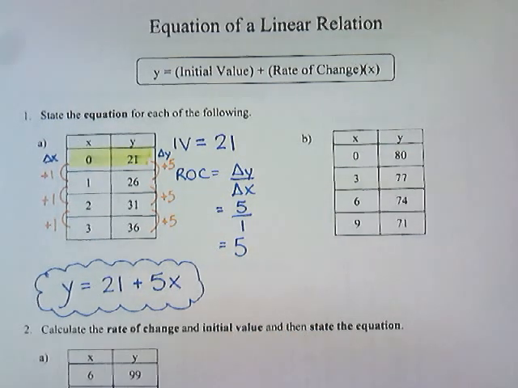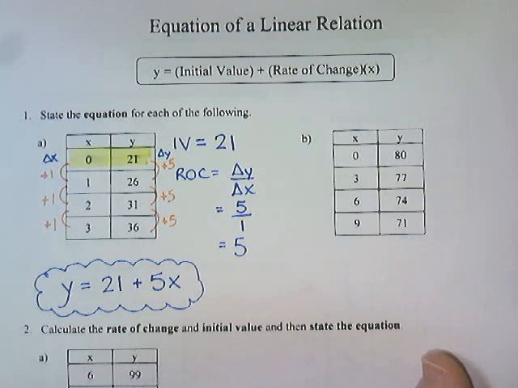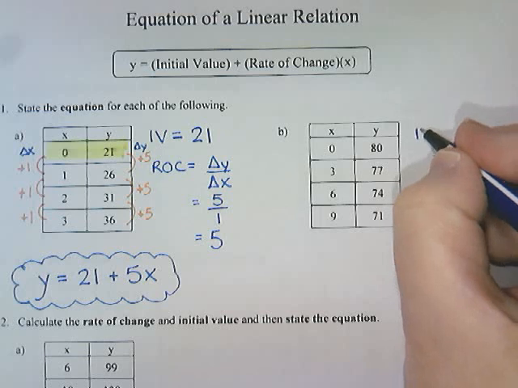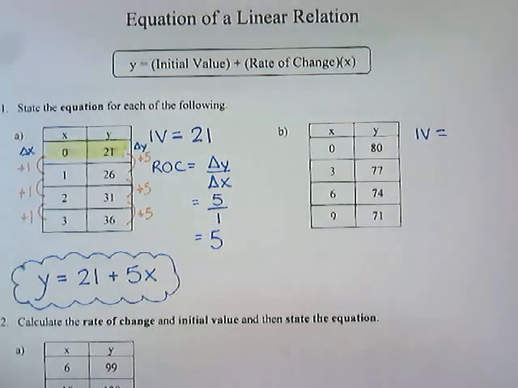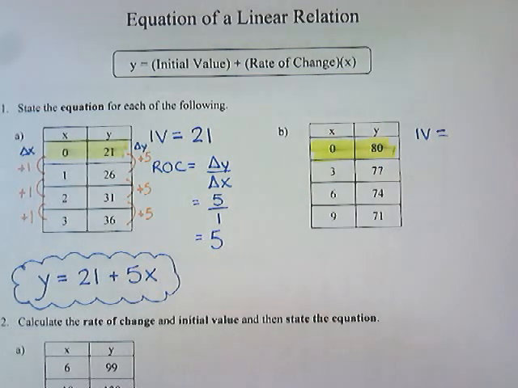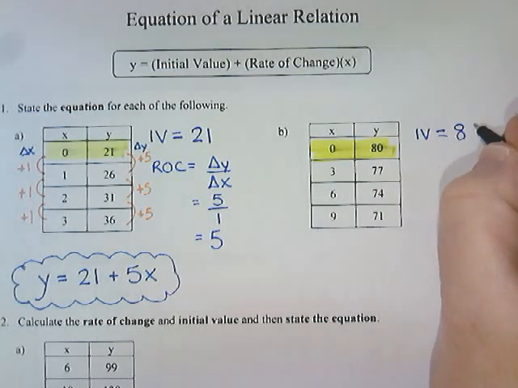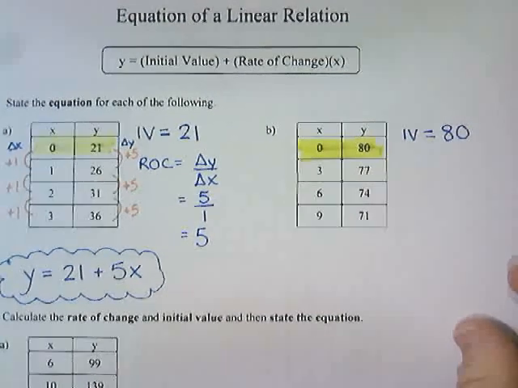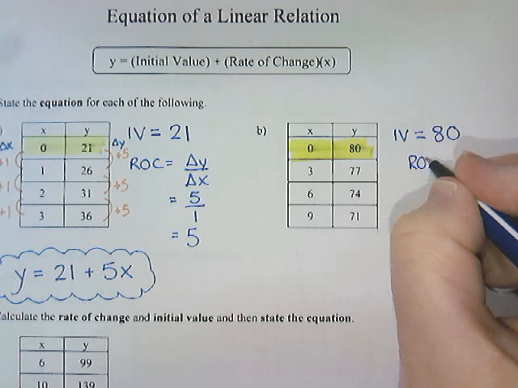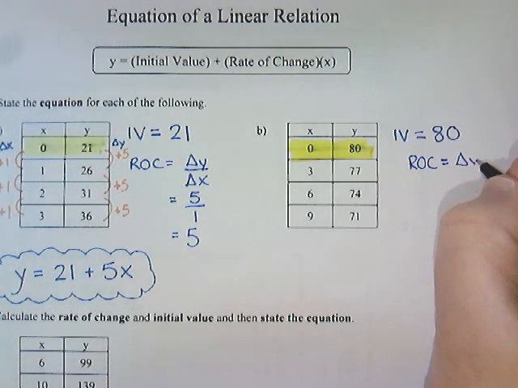Okay, we're going to try the other table, same idea. So we've got x and y with slightly different numbers. The initial value should be the zero term in my table, and I do see on the x side that we have a 0. So my zero term is going to be 80. So my initial value is 80. All right, and then I need to find my rate of change. We do delta y over delta x.